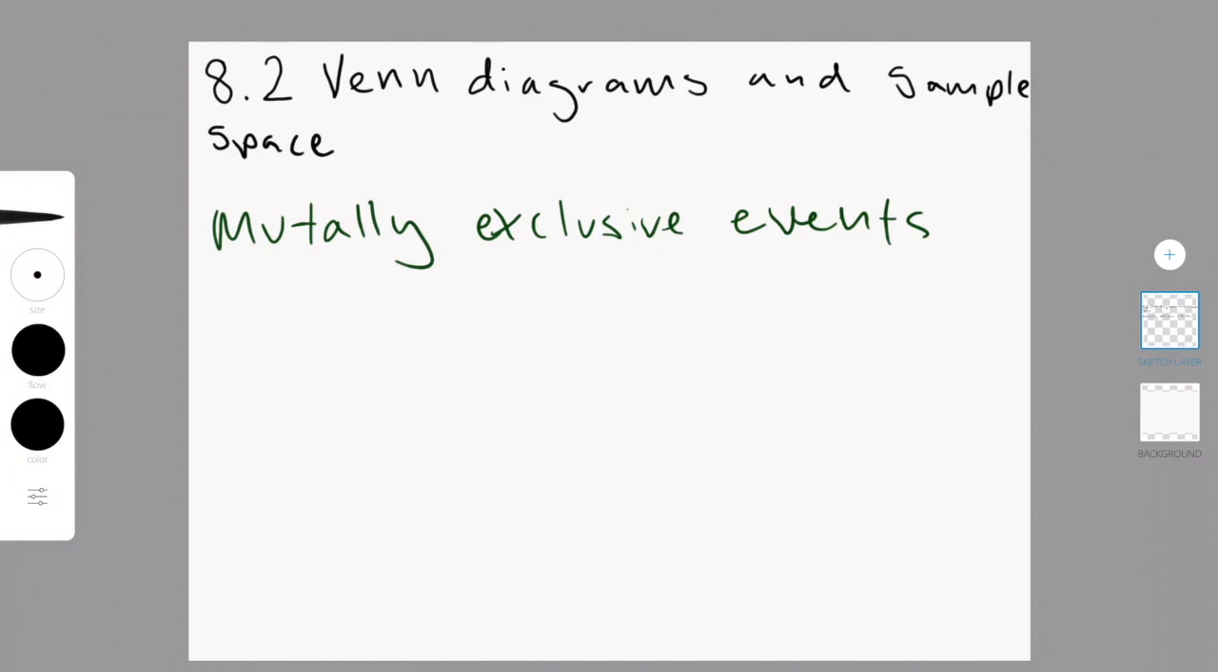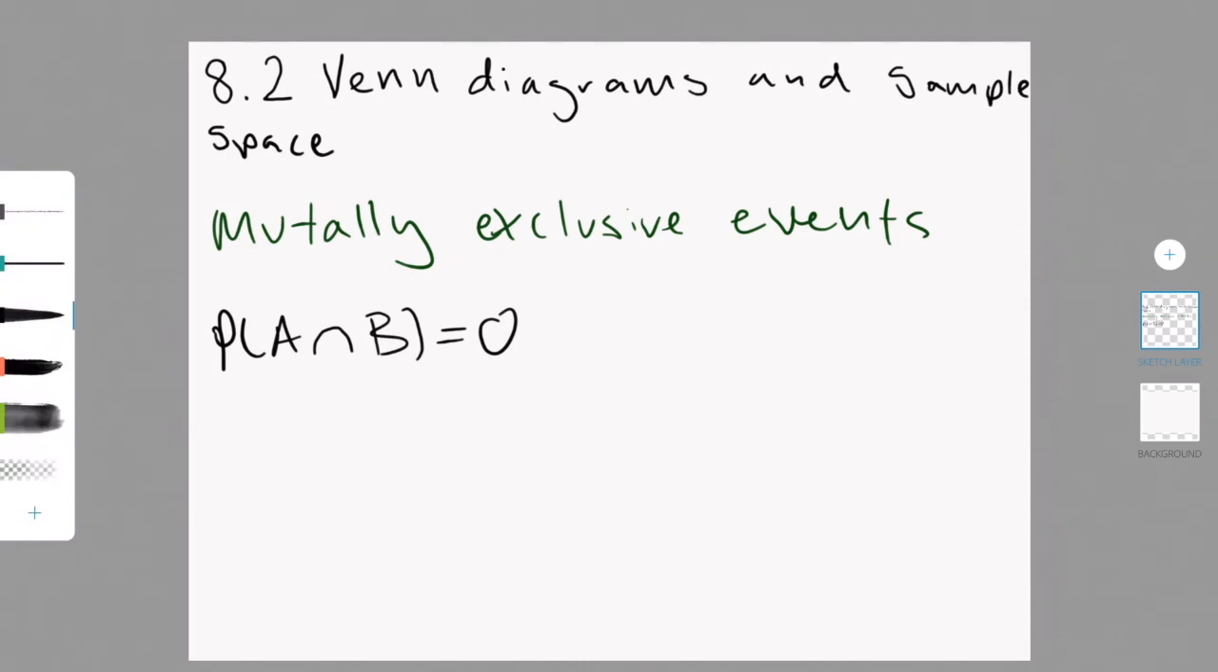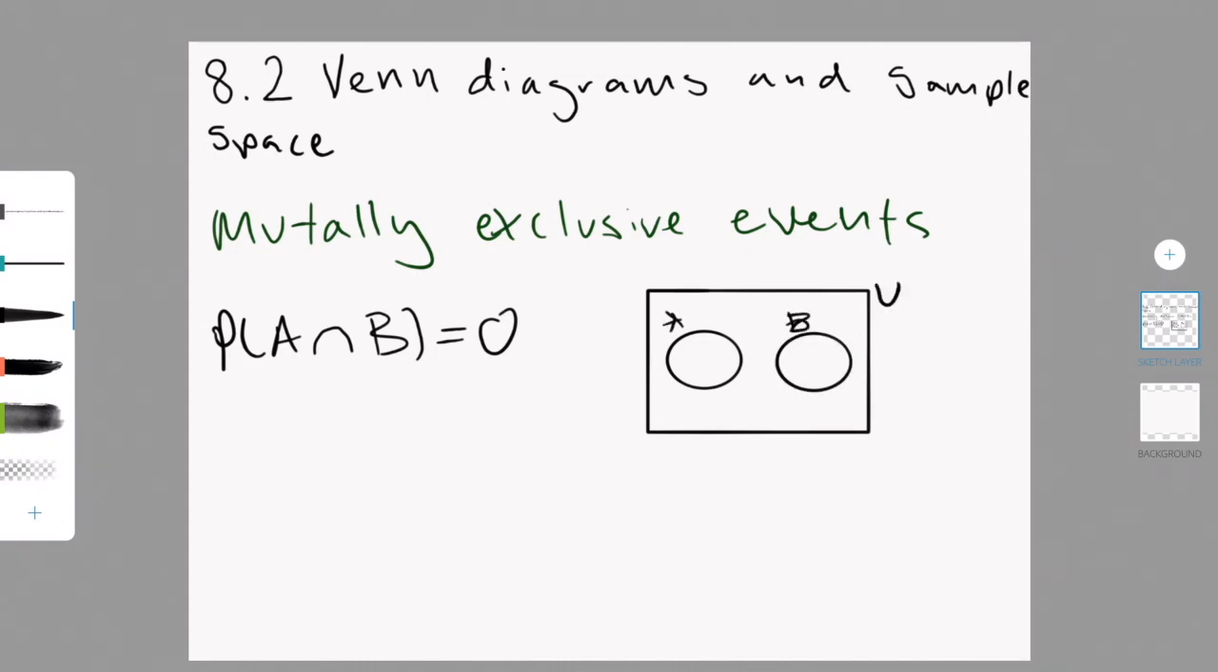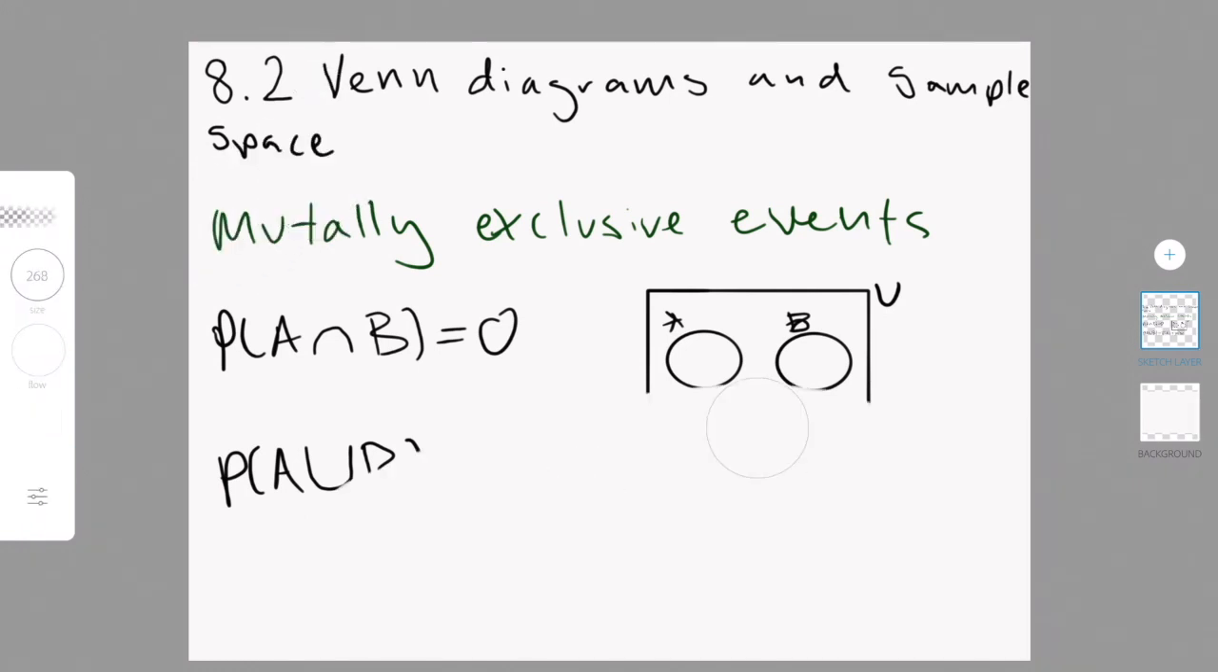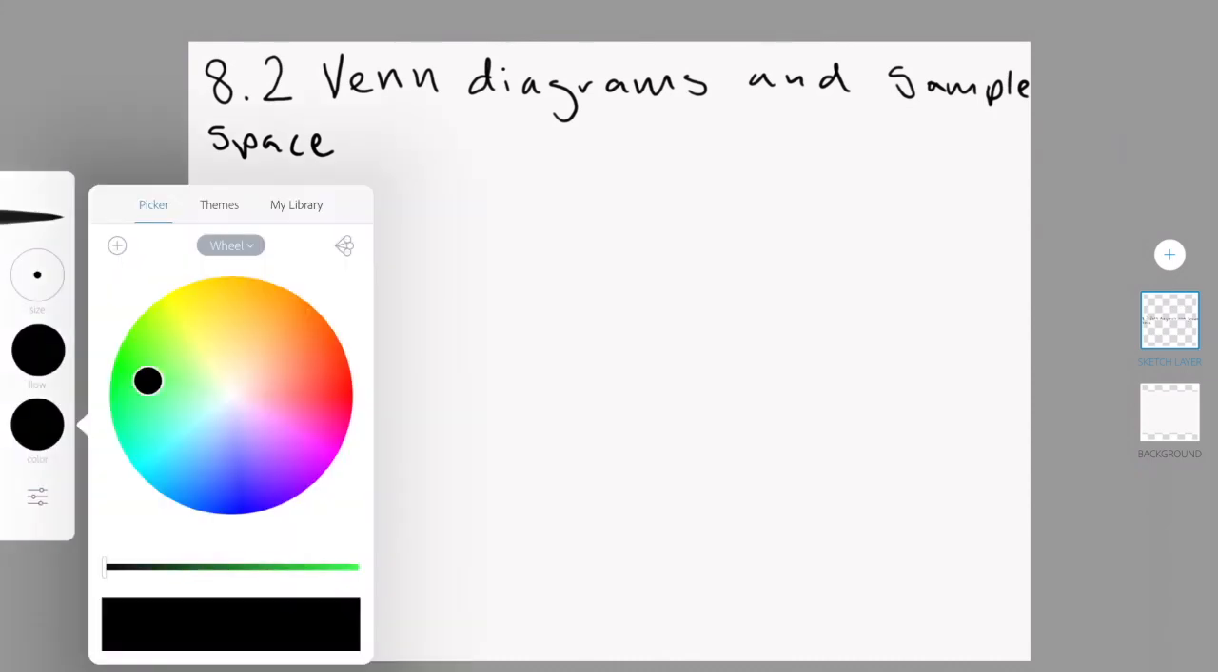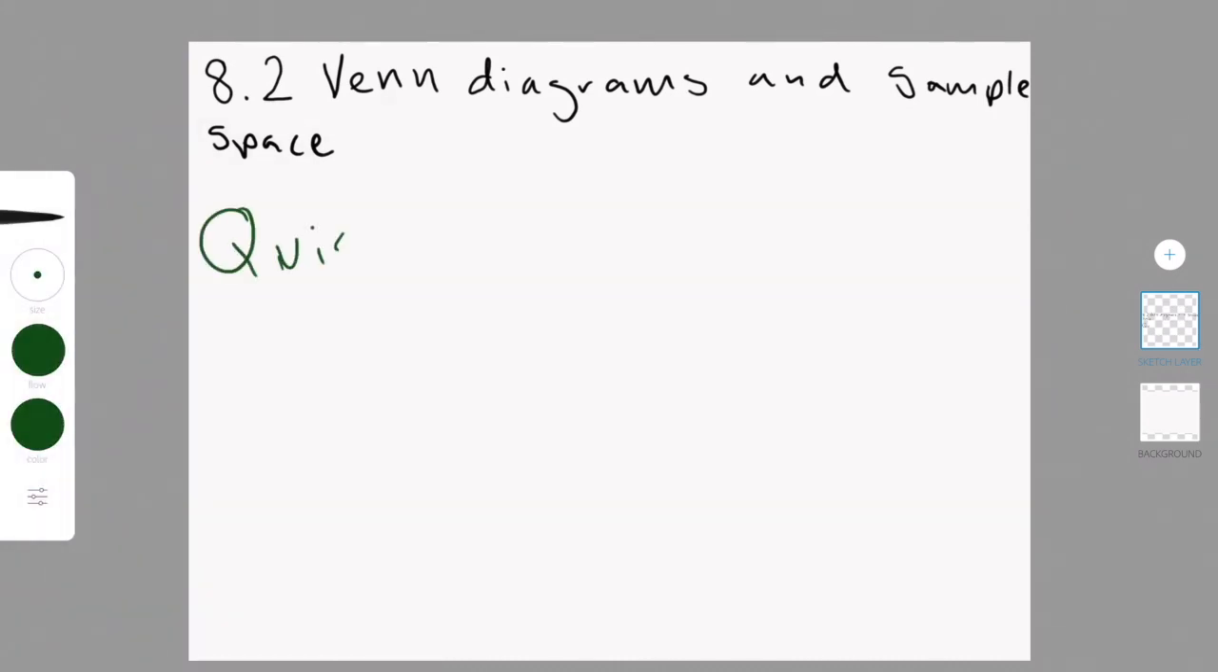In mutually exclusive events, the Venn diagram would look like two circles that are not touching at all. This would generally mean that the probability of A and B would equal 0, and that the probability of A or B equals the probability of A plus the probability of B. So these are a few ways to know whether or not it is mutually exclusive. Now, time for the quiz.